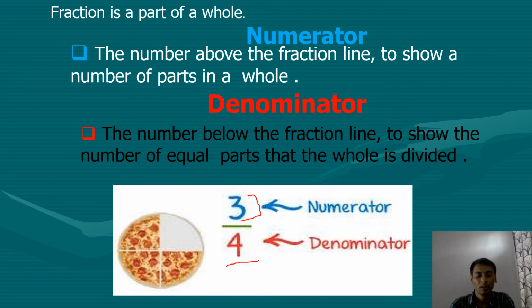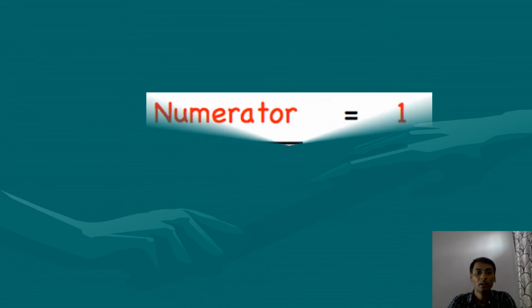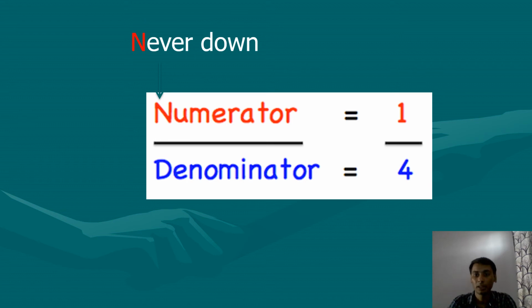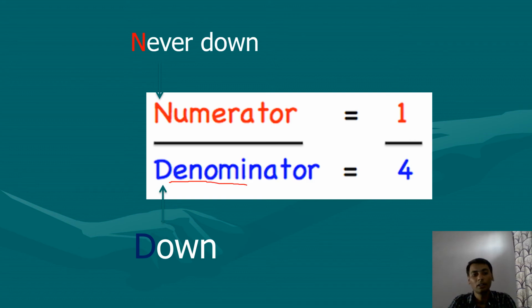The whole we write as the denominator, and the numerator, that means how many parts we are taking, we write as the numerator. The numerator is the upper part and the denominator is the lower part. The numerator never goes down. It always comes on the upper side, and the denominator will always be on the downside.